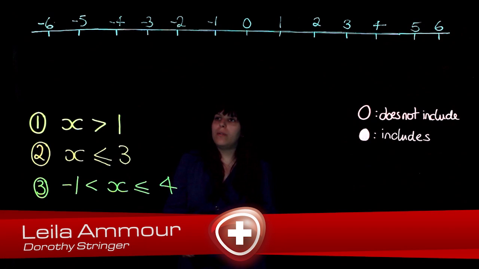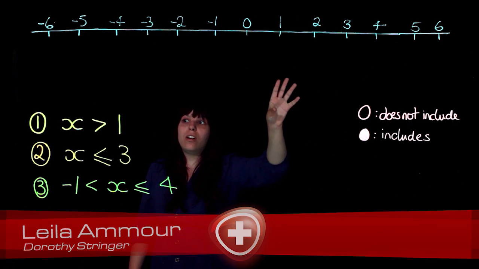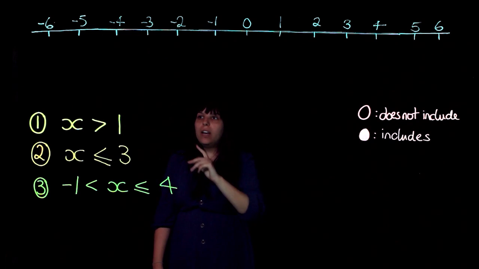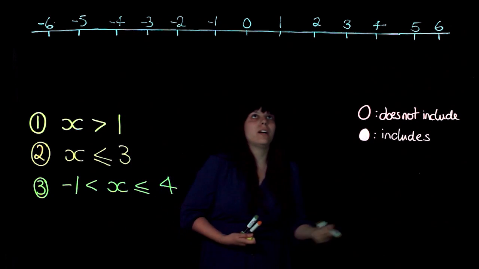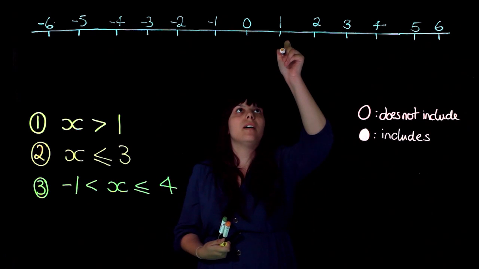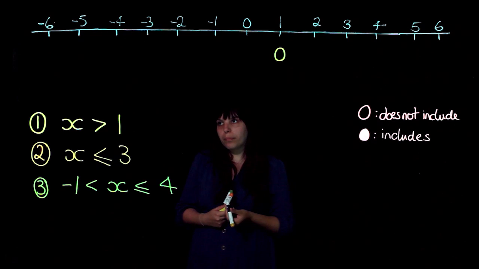In this video, we're going to look at putting inequalities onto number lines as diagrams. So, in our first one, we've got x is bigger than 1. The first thing we need to do is go to 1 and put a circle. So there's our circle at 1.